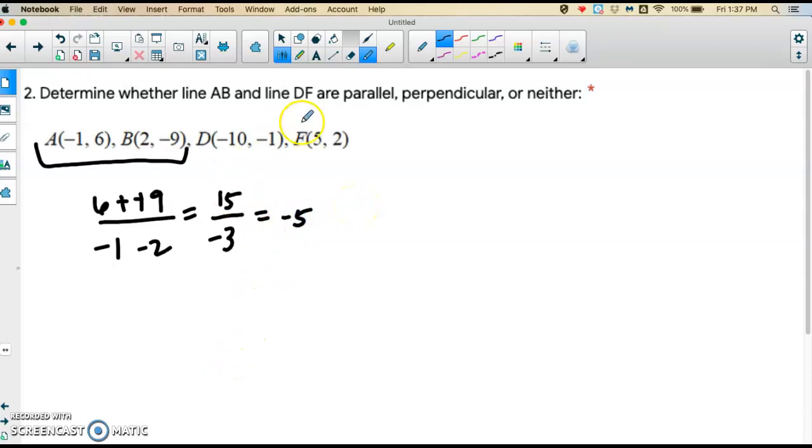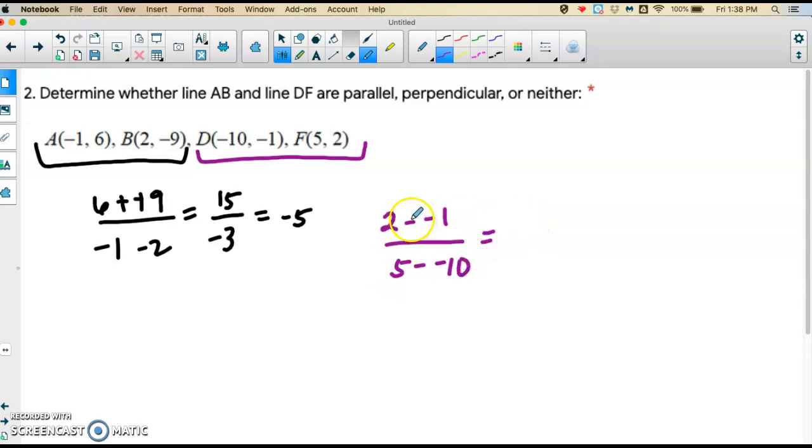And then for this one, for DF, I ended up doing 2 minus a negative 1, and then 5 minus a negative 10. So that becomes 3, and then 5 plus 10 is 15. 3 over 15 is 1/5.